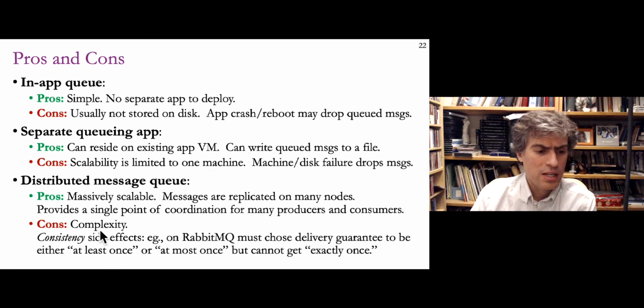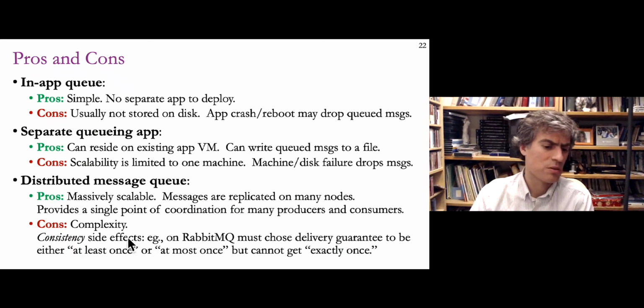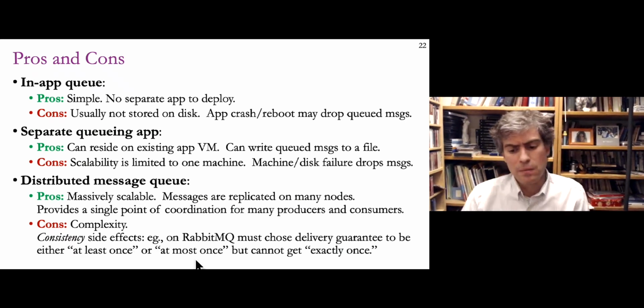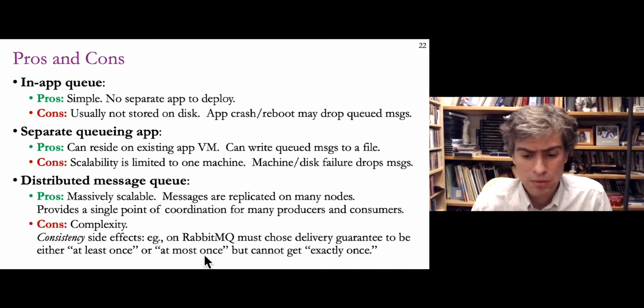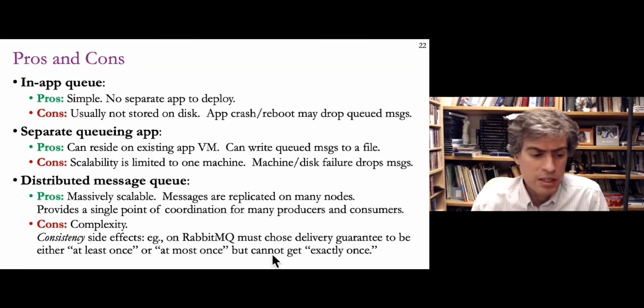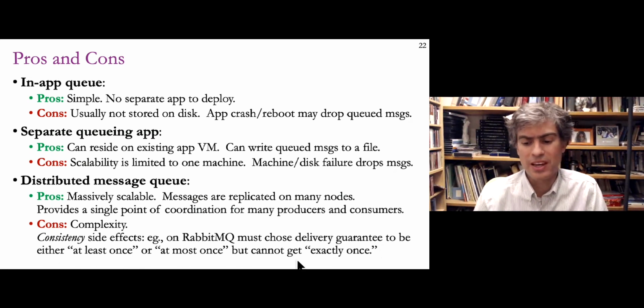One of the downsides is the complexity of deploying this kind of a system, and also consistency side effects. Just like any other distributed database, things can get weird if one of your nodes fails or if you have network problems. So for example, on RabbitMQ, you have to choose between making your delivery guarantee be that the message is delivered at least once or at most once, but you can't get exactly once.